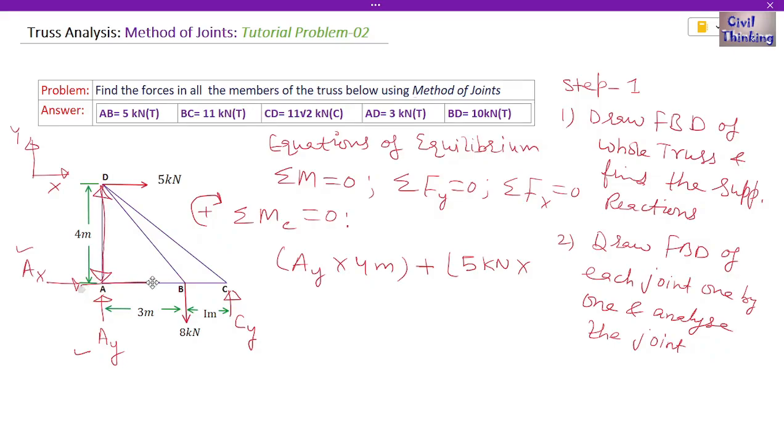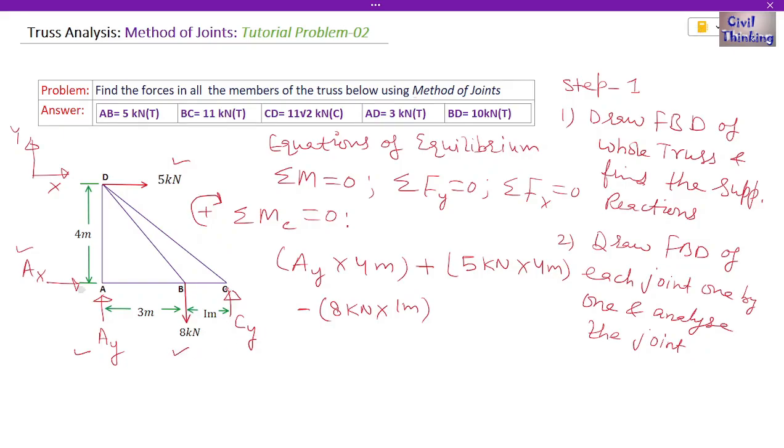This is the normal distance between point D and point C, right? So how much is the normal distance? It is 4 meters. So we found the moment due to this. Now this 8 kilonewton is going to cause an anti-clockwise movement at C, so I will write a negative sign here. 8 kilonewton multiplied by what is the normal distance between 8 kilonewton and point C? It is 1 meter, as you can see. So this is 1 meter. Okay, we also found the moment due to 8 kilonewton.